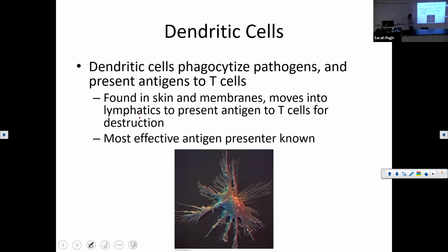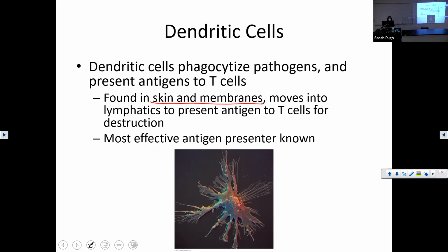Dendritic cells will gobble up foreign organisms and then present that foreign antigen to a T cell. Again, these are going to be things like Langerhans cells. So we find them in the skin and the membranes. Once they gobble up something foreign, they'll get pulled into your lymphatic vessels and they'll find a T cell and tell that T cell, hey, this doesn't belong. This is in our body, and it activates those T cells. These dendritic cells are actually the most effective antigen presenter that we have in the body.